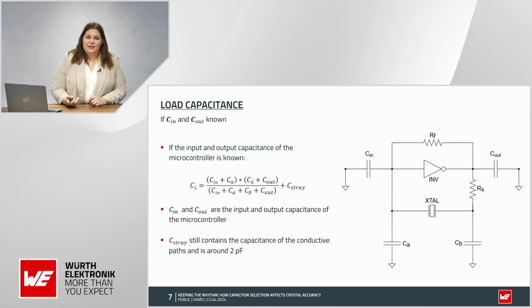We have one other case where the formula will slightly change, and that's in the cases if the input and output capacitance of the microcontroller is known. So if the microcontroller datasheet gives you the information about C in and C out, then you can use them as a value in your calculation to make sure you have a proper calculation here. In this case, the stray capacitance will be reduced and it will only be the capacitance of the conductive paths. And depending on how long you make your lines, it will be around 2 picofarads.